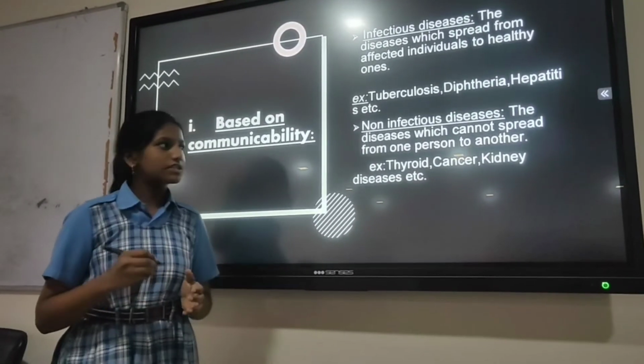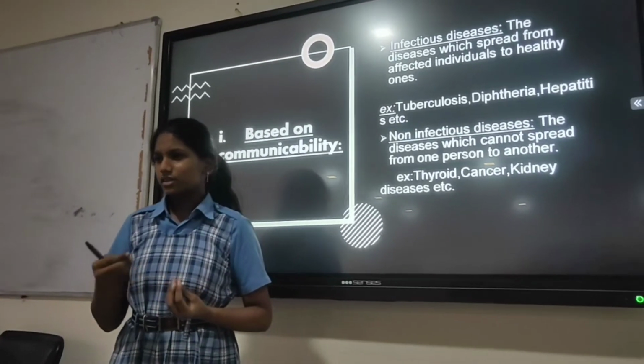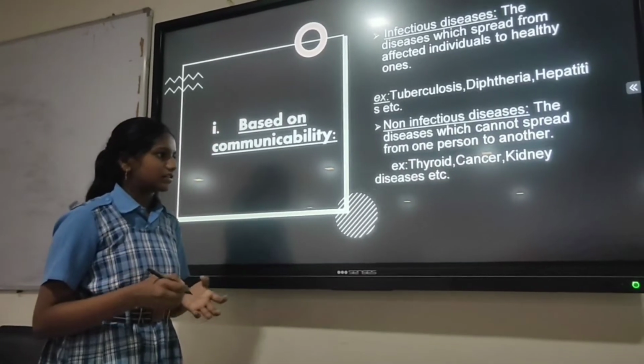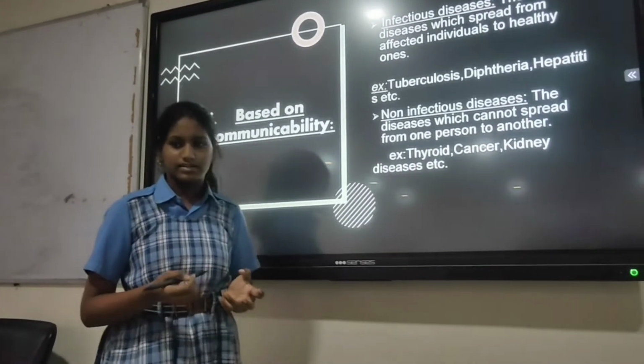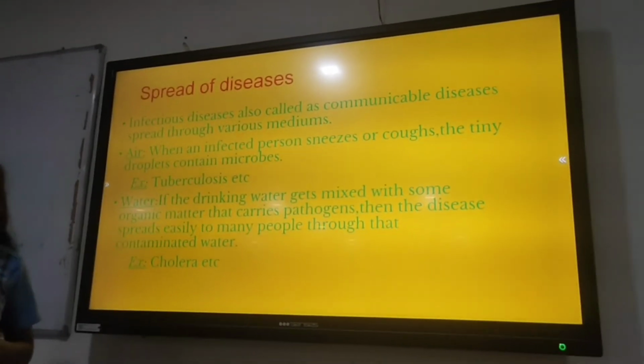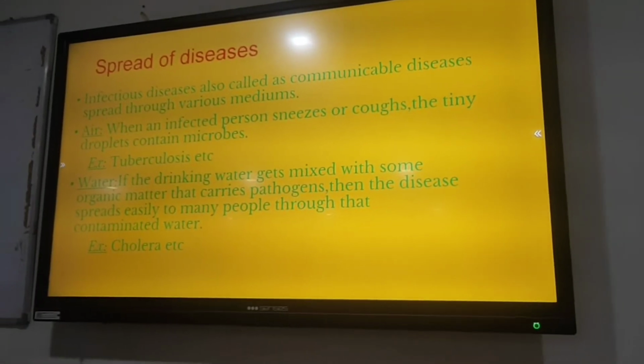Next one is non-infectious diseases. These are diseases which cannot spread from one person to another person. These diseases are caused by our internal functions only. Examples for this are thyroid, cancer, kidney diseases, etc. Next one: how do these diseases spread from one person to another? Now let us discuss that.